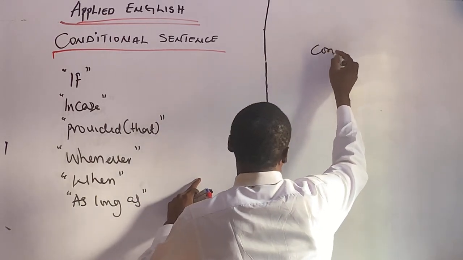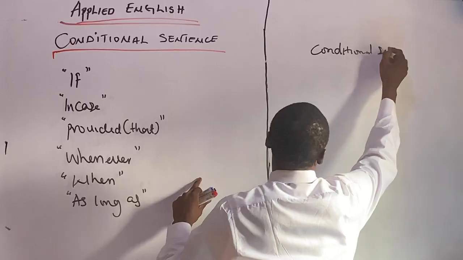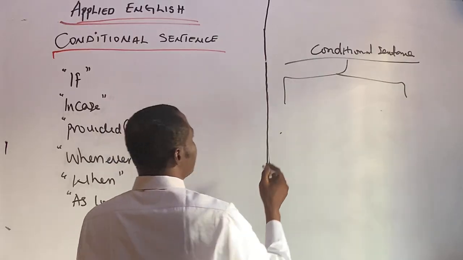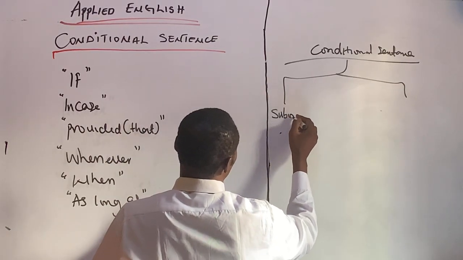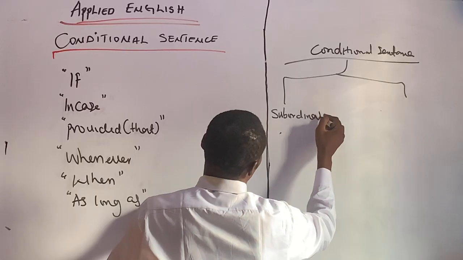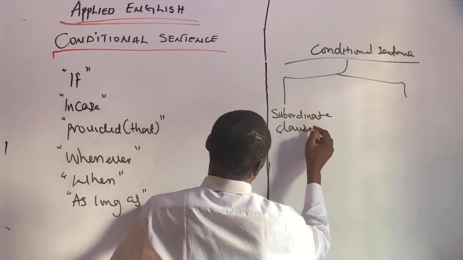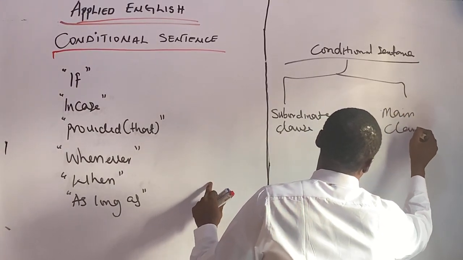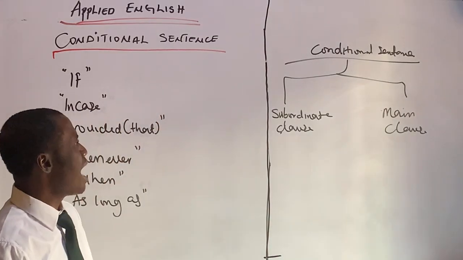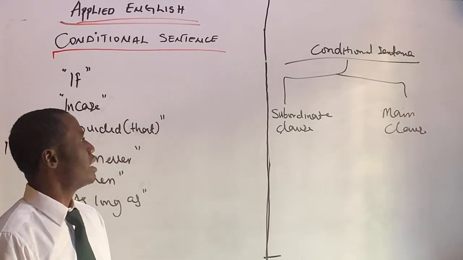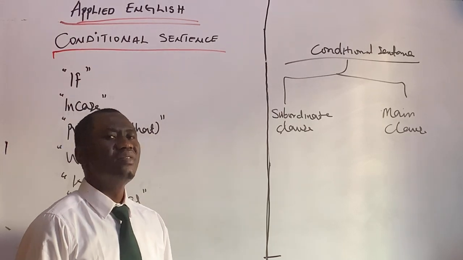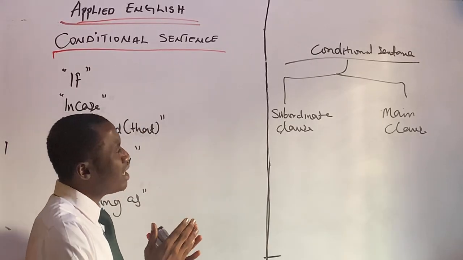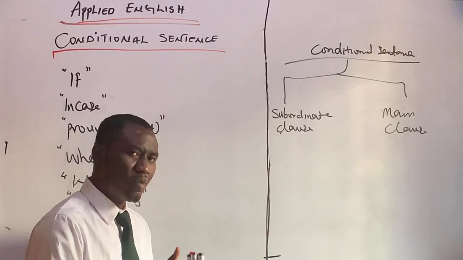Now we have a conditional sentence. The conditional sentence has two clauses. It has the subordinate clause, and it has the main clause. Now, the subordinate clause is called the if clause or the conditional clause. Now, this main clause is different from that of the subordinate clause.